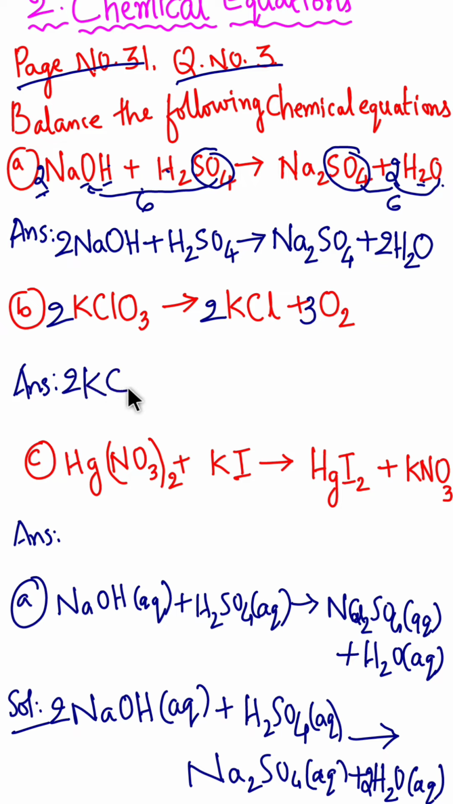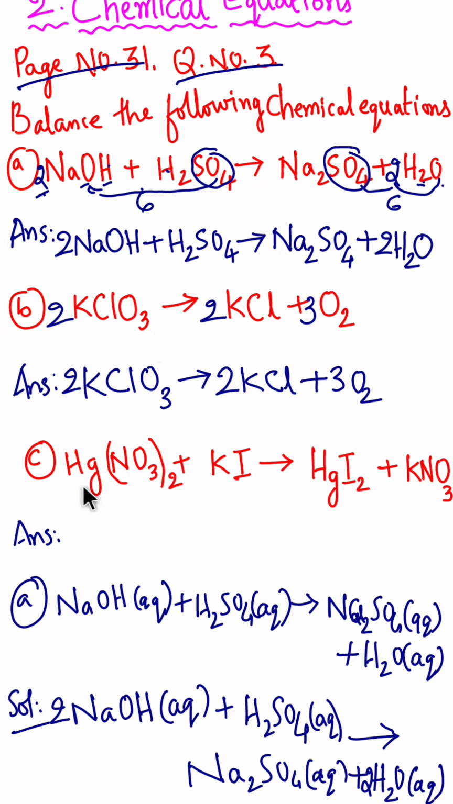2 KClO3, yes, gives rise to 2 KCl plus 3O2. Finished. Okay, yes, the B equation is balanced. Now let us go to the C.